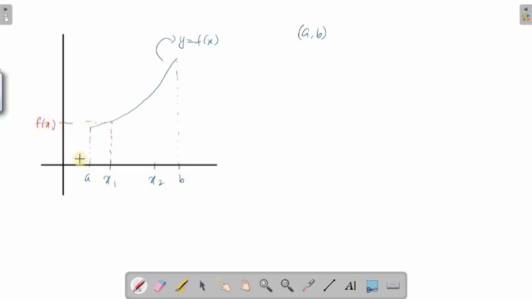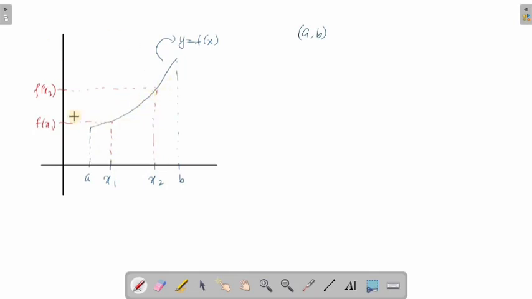Clear? Very good. This is your x2, isn't it? At x2, this height is going to be your f of x2. Now which one is taller, f of x1 or f of x2? Remember, f of x2 is this height, f of x1 is this one, isn't it? So what is happening here? This is an increasing function, as I told you.